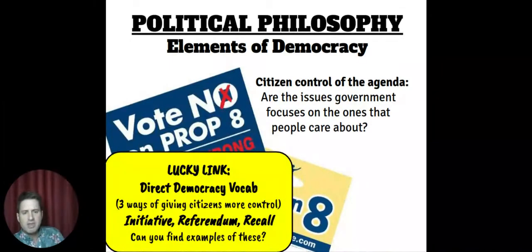We'll talk about three things that relate to citizen control of the agenda, three ways in which some states have given citizens more control. The initiative process that some states have, Virginia does not, allows citizens to put a question on the ballot in the next election if they get enough signatures on a petition. That is, if they gather enough signatures, then there will be a yes or no question on the ballot that says, should we legalize marijuana? Should we raise taxes? Should we ban the death penalty?